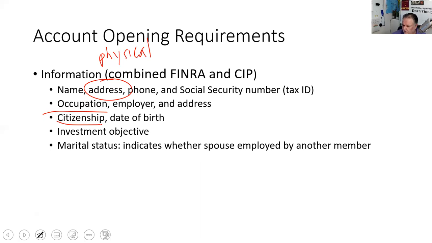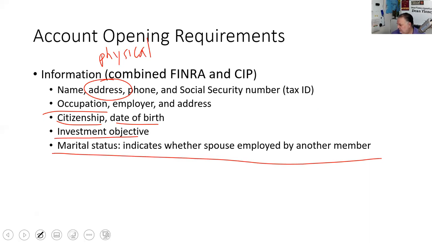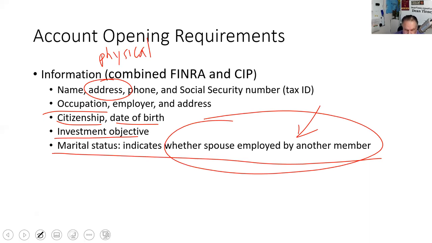We need to know whether you're a citizen. We need your date of birth. We need your investment objectives, marital status. I talked about this, right? Whether the spouse is employed by another member. Now, remember that amounts to permission because the firm can restrict the activity if they choose to.